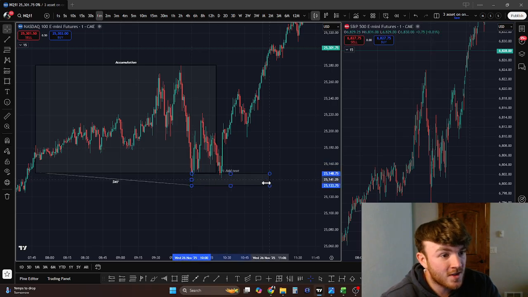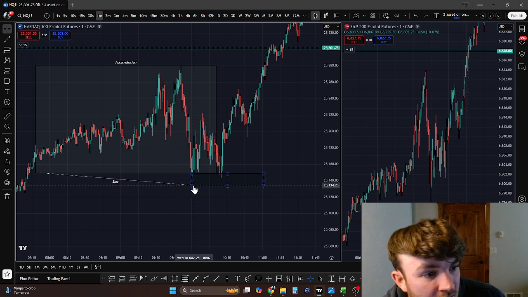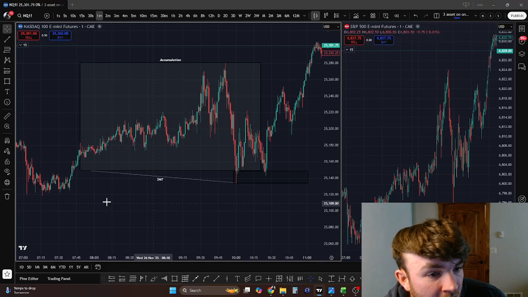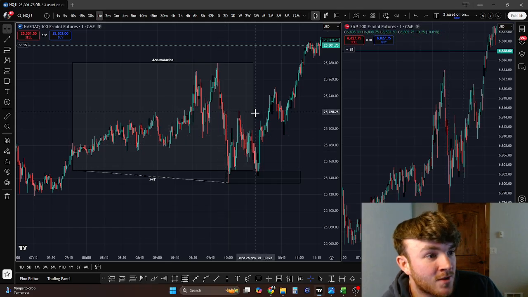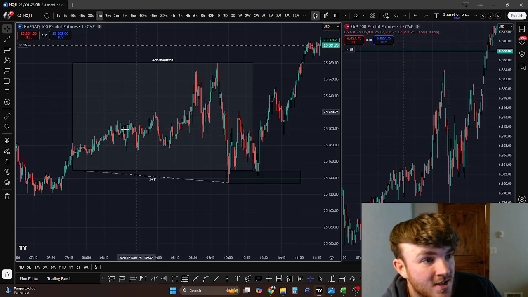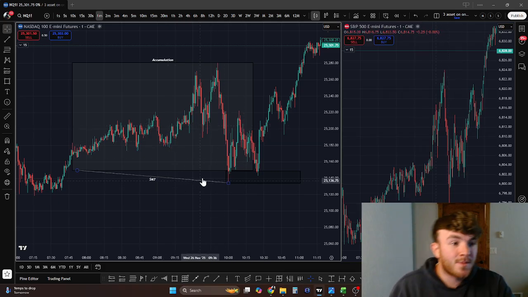So what are the things you need for Phoenix? You need SMT. You need a good sized rejection block that has good signature to it. You need, ideally, for it to take liquidity. In this case, it takes out this consolidation. So we need it to align obviously with AMD. So in this case, obviously we had AMD. So everything lines up perfectly.